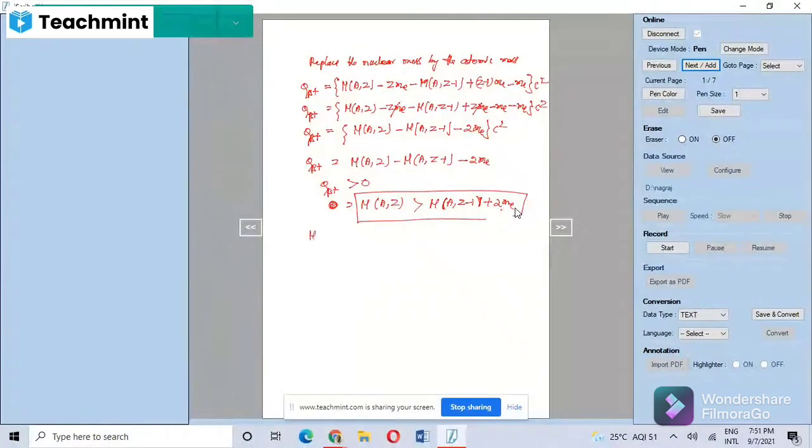So the mass of the parent atom is greater than the sum of the mass of the daughter nucleus and twice the electronic mass.